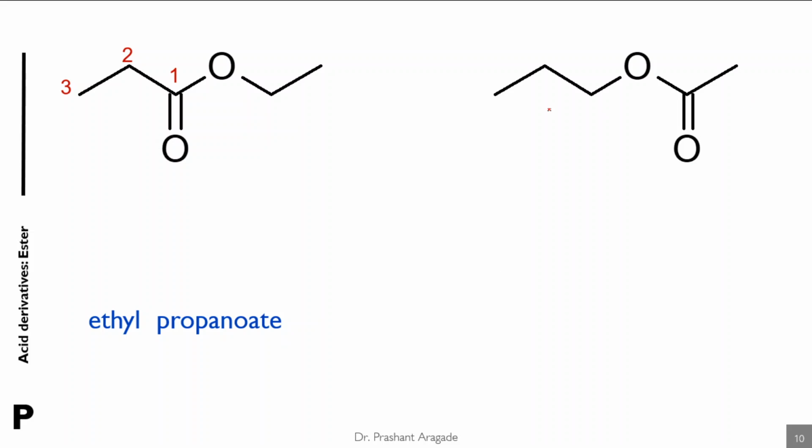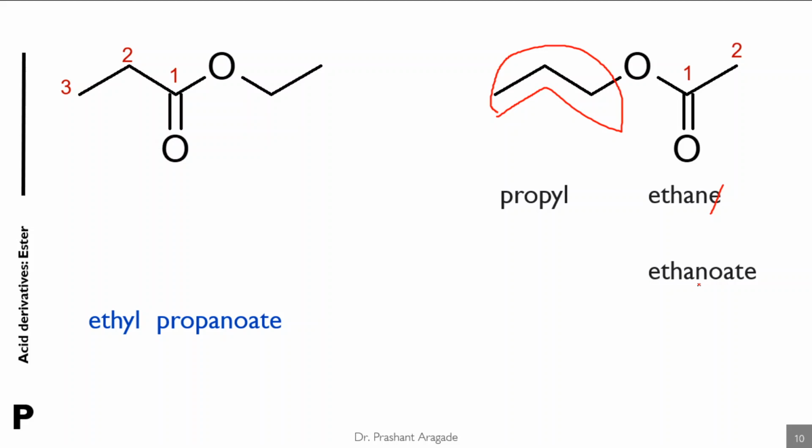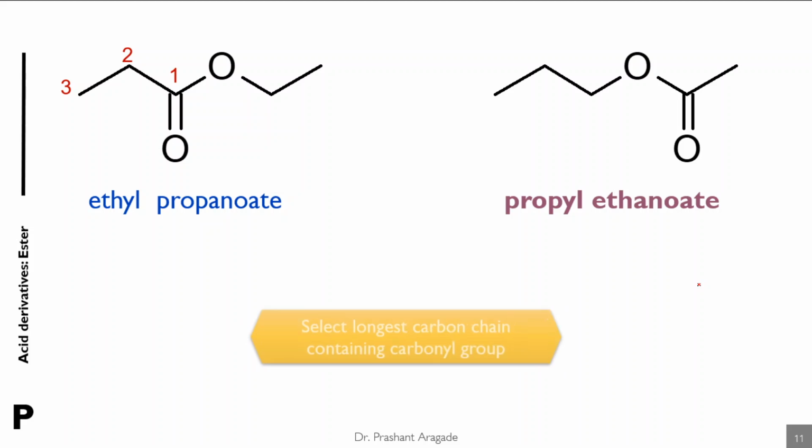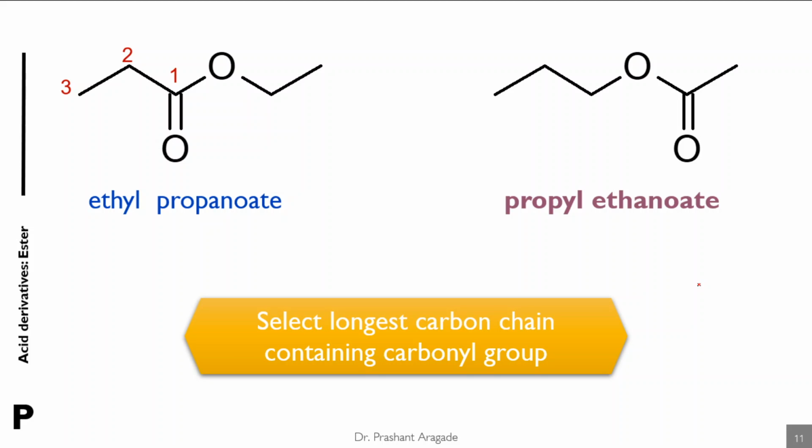Similarly here, the alkyl portion contains 3 carbon atoms, so the name is propyl, and the alkane portion contains 2 carbon atoms, so ethane, E replaced with OATE, so ethanoate. So the name of this compound is propyl ethanoate. So remember, while selecting the longest carbon chain, you have to select the chain which contains the carbonyl functional group.